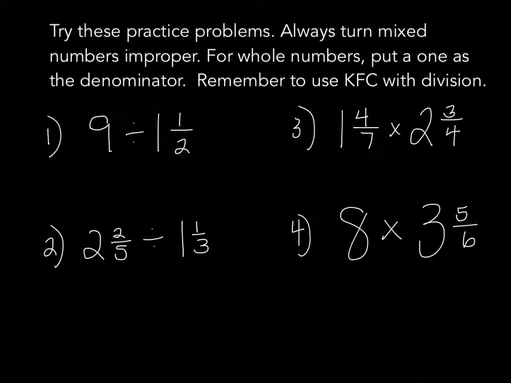Now try these practice problems. Remember that if you have a mixed number, you always have to turn it improper in order for the operation to be applied to the whole number and the fraction. Also, in order to turn a whole number into a fraction, remember to put 1 as the denominator. For the division problems, you'll need to turn both mixed numbers improper, and remember to use KFC. Keep, flip, change.